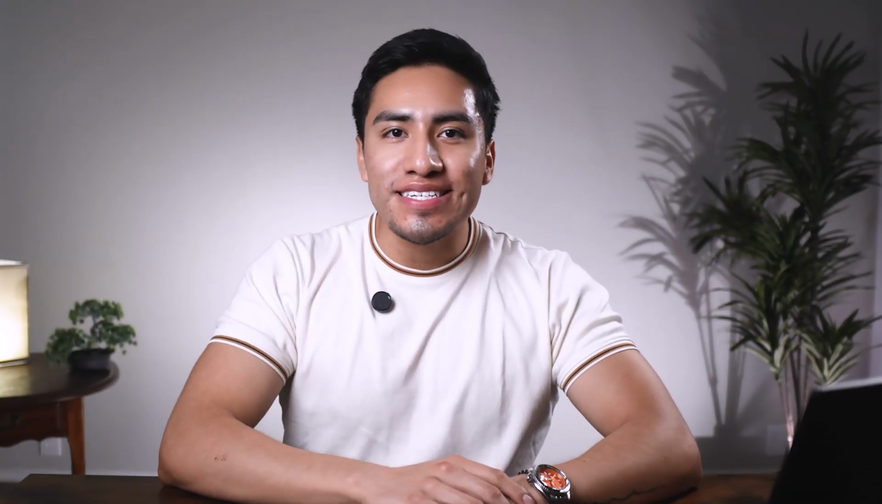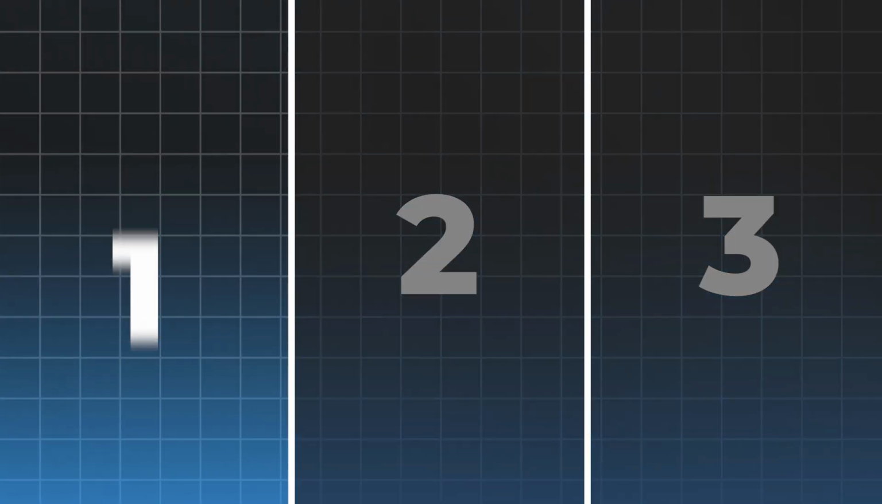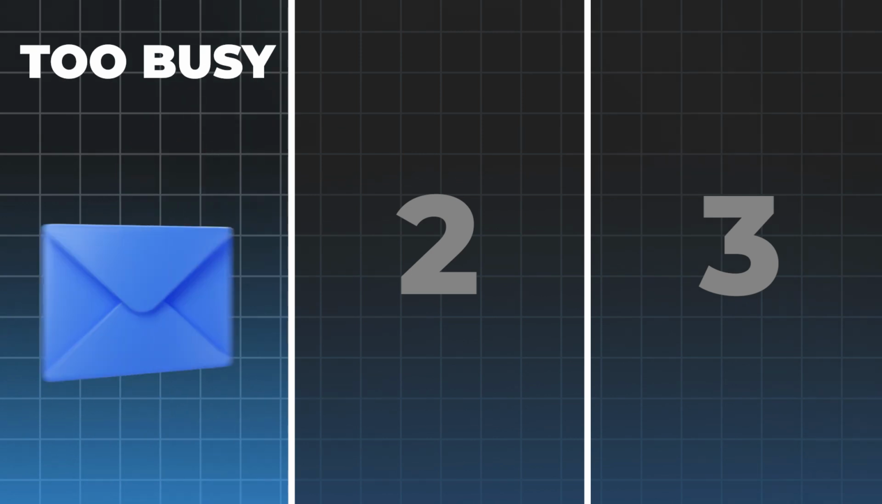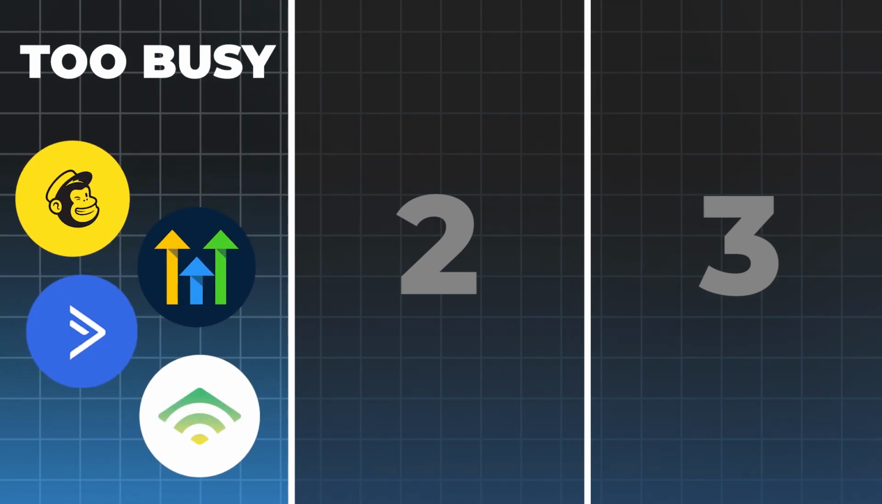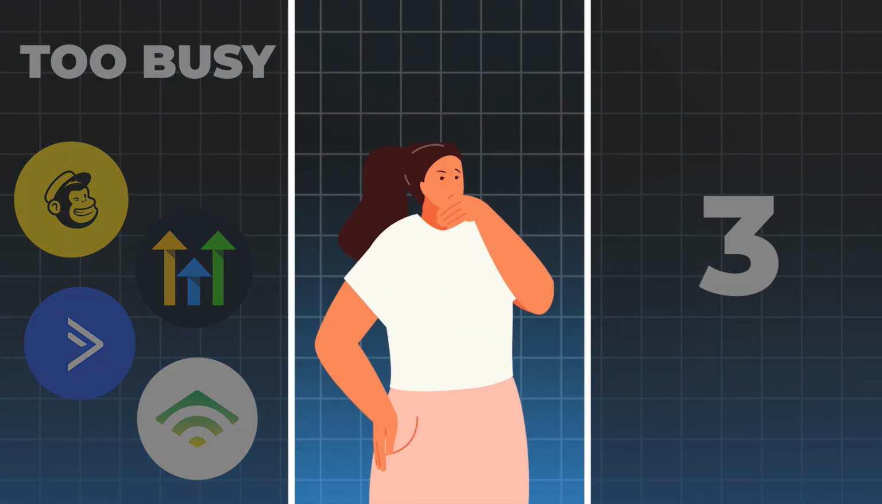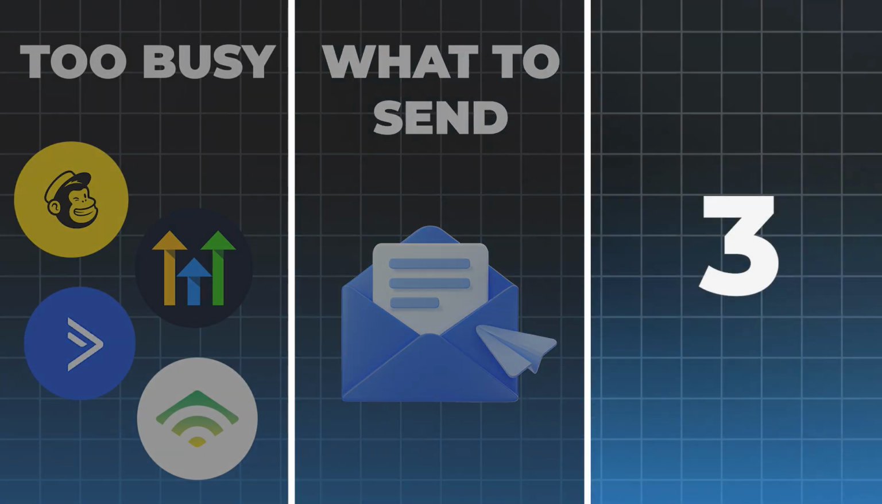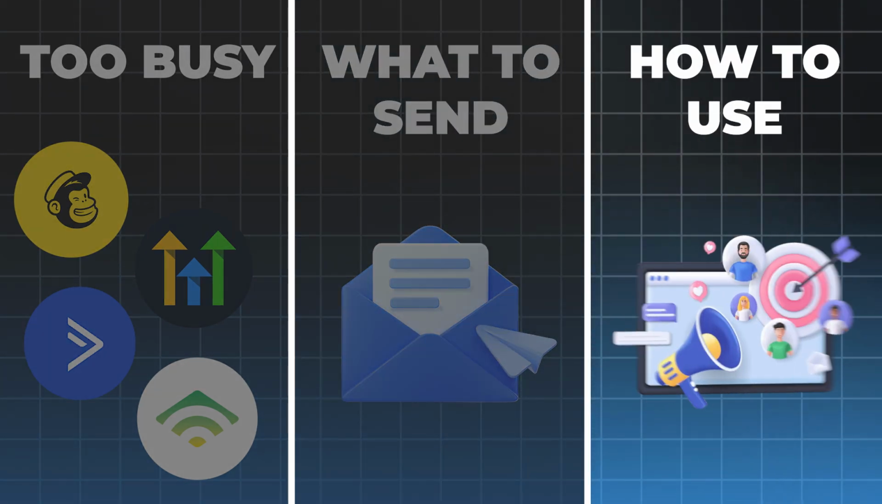If you're not emailing your list as much as you know you should, it's usually because of three things. Number one, you feel like you're too busy to write emails and manage your email marketing platform. Number two, you don't know what to send your email list. And number three, you don't know how to use your marketing platform correctly, meaning that you don't understand which list to send emails to, and/or your tags got really messy and you just don't know how to fix them. Either that or it's a mix of all of the above.